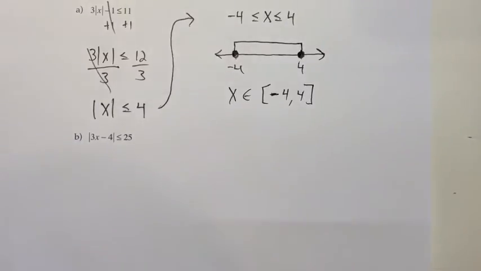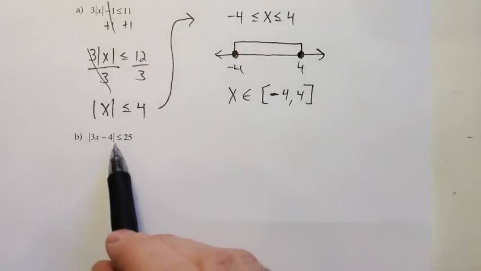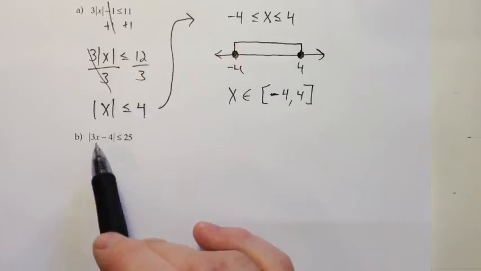Absolute value of 3x minus 4 is less than or equal to 25. This may seem similar to the previous one, and it is somewhat, in that it's an absolute value and a less than or equal to. But this time the absolute value is already by itself, but inside we have a more complicated expression.